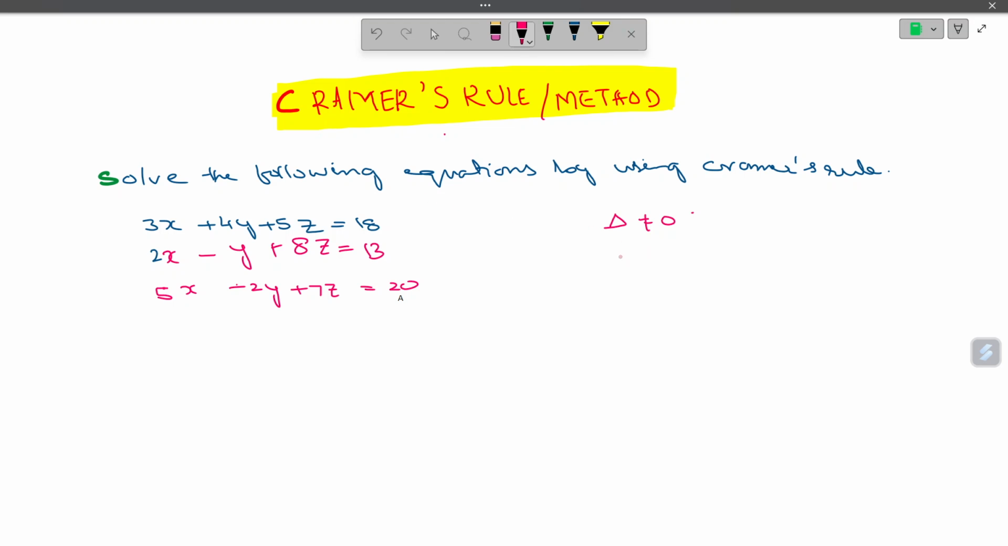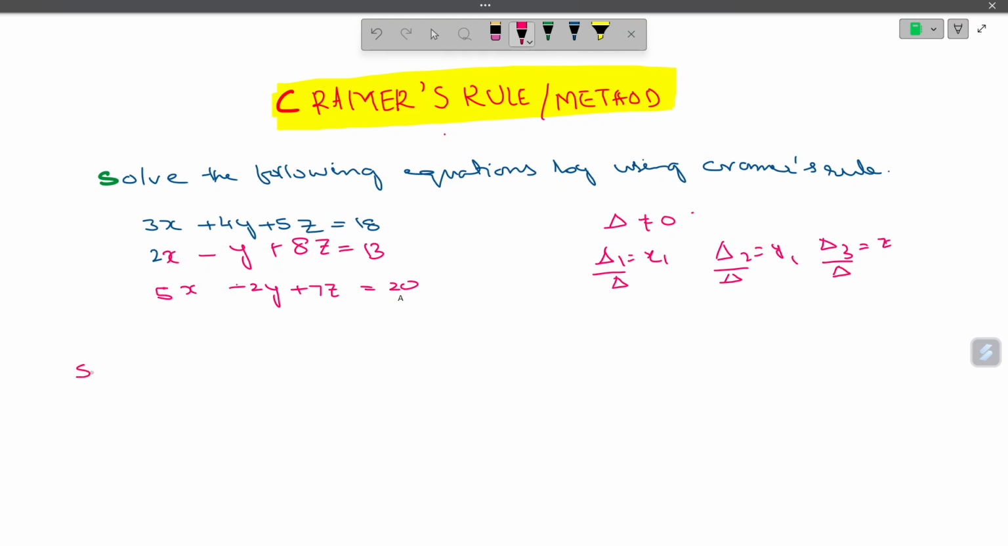For Cramer's rule, del 1 is to find the x value. Del 2 we will find to get the y value. Del 3 we find to get the z value. So del 1, del 2, del 3 we will find. Then after that, to find x we have to write this. This is the method.